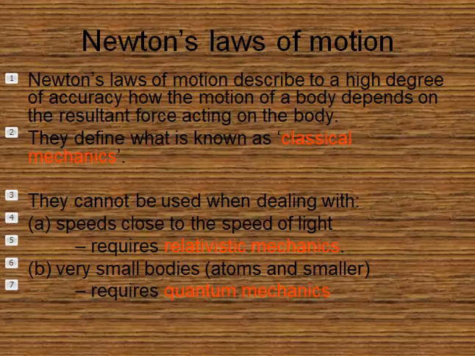Newton's laws of motion describe to a high degree of accuracy how the motion of a body depends on the resultant force acting on the body. They define what is known as classical mechanics. They cannot be used when dealing with, number one, speeds close to the speed of light, that is 3.0 times 10 power 8 meters per second. Number two, very small bodies, that is atoms and smaller. Such materials require quantum mechanics.